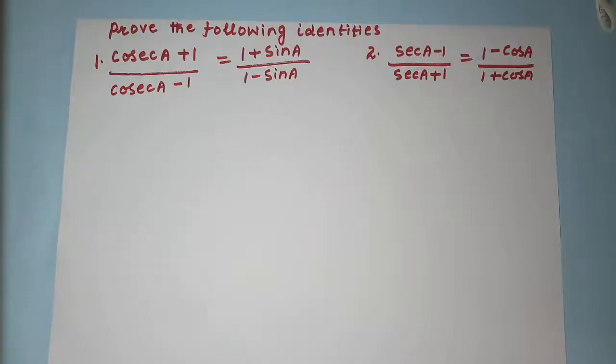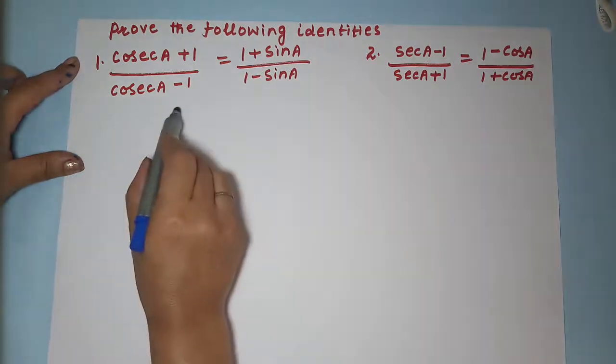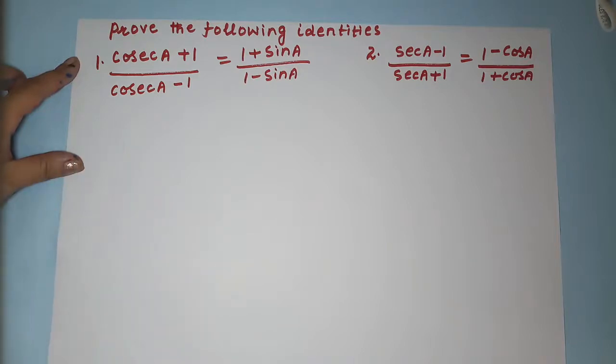In this video, we are going to prove the following identities. Now, what are the things that you need to keep in mind when you are proving the identities? First of all, whichever side you are taking, either left hand side or right hand side, you write that clearly, right? Number two, you try to convert everything into sine and cos. That will make your job easier.